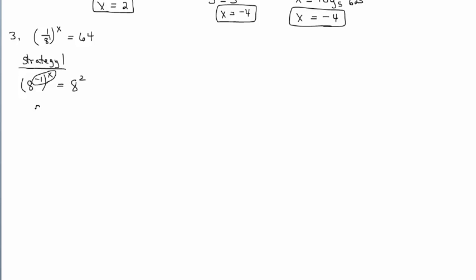Properties of exponents from Algebra 1 say that I can keep 8 and multiply these two together and get -x. Bring down 8 squared, same bases. Let's put the exponents equal to each other. -x equals +2. I got a step ahead. Divide both sides by -1, so then I'm going to get an answer of -2.